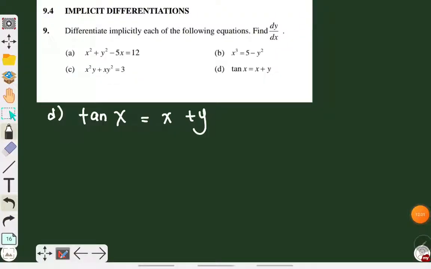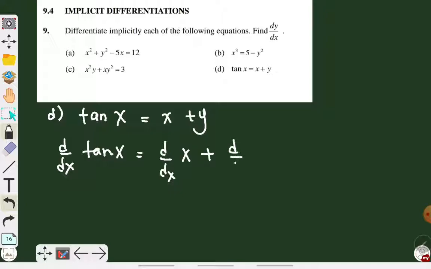Okay, everybody, let's move on to the last question. All right, so I don't want to be confused, I repeat back. We have 1, 2, 3 terms. So let's slot in d/dx. For tangent x, equals d/dx, differentiate with respect to x for x, and plus differentiate the y with respect to x. So we have 3 d/dx.